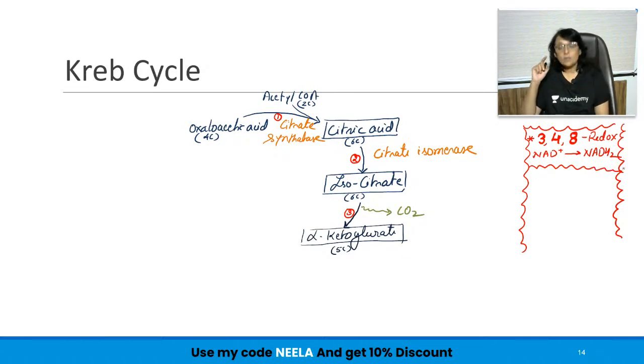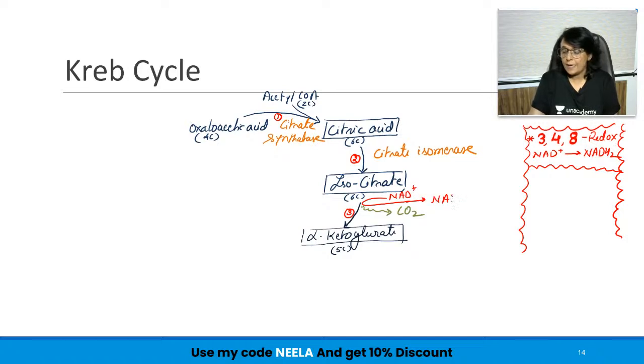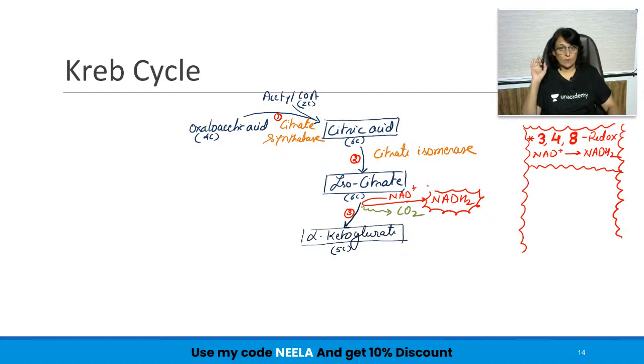So now we are on step number 3. So step number 3 is a redox reaction also. So what is happening in this? NAD gets reduced into NADH2. So here we have one NADH2, which we know is going to give us 3 ATPs later on. When and how, that we will see in the next steps. Okay, next steps means we are talking of electron transport chain and oxidative phosphorylation.